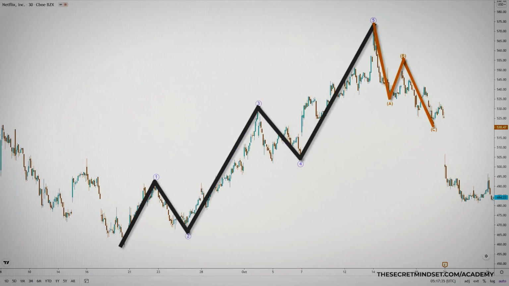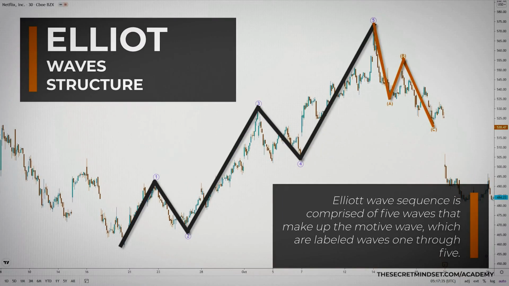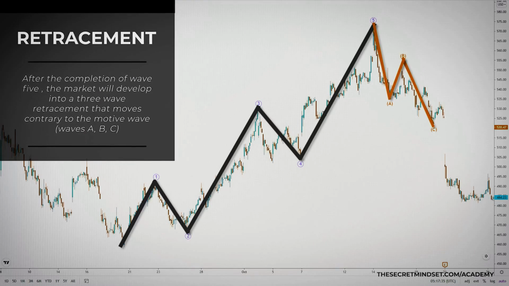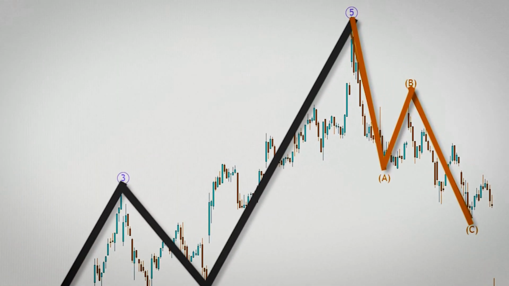The basic form of the entire Elliott wave sequence is comprised of 5 waves that make up the motive wave, which are labeled waves 1 through 5. Following the completion of wave 5 within the motive sequence, the market will develop into a 3-wave retracement that moves contrary to this motive wave sequence. This retracement move consists of 3 waves, labeled as waves A, B, and C.